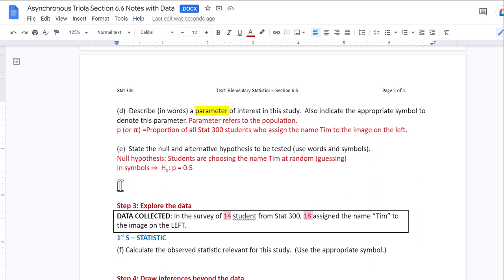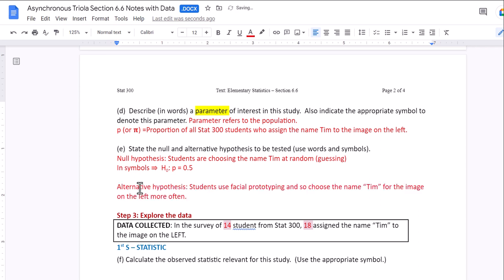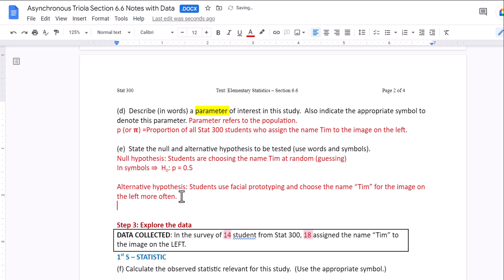And now what about the alternative hypothesis? The null hypothesis is you're just guessing. Students are just guessing. But the alternative hypothesis will be they're not just guessing and there's something going on. The conjecture is that people use facial prototyping to assign a name to a face. So the alternative hypothesis is that students use facial prototyping and choose the name Tim for the image on the left more often. In symbols, it's similar to here, but it's going to be H subscript A for alternative hypothesis. And what is it going to be?